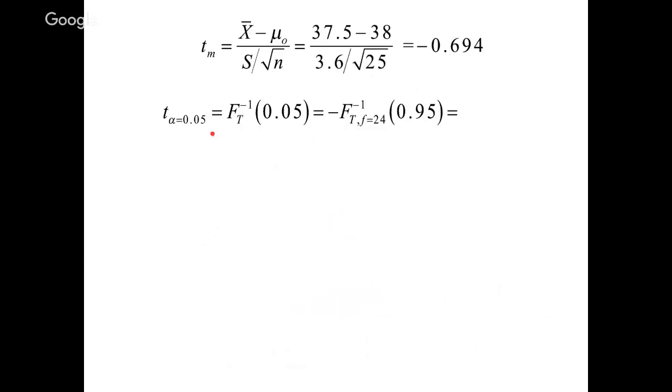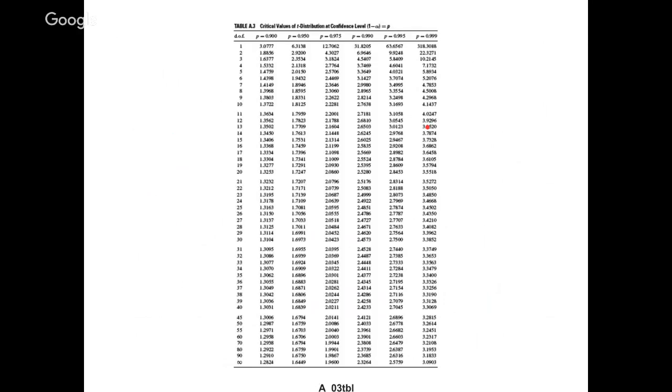Let me elaborate. So in this case, we want to know the critical t-statistic value for alpha equal to 0.05, which is going to be the inverse of that CDF for the student t-distribution evaluated at 0.05. Just like with the standard normal, we can make a transform. So that's going to be equal to, because of the symmetry of the t-distribution, minus the inverse of the CDF acting on 1 minus alpha, which in this case is 0.95. And then we just need to go look up what that corresponds to.